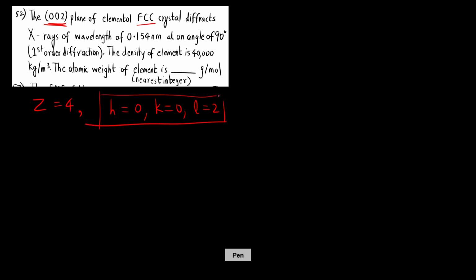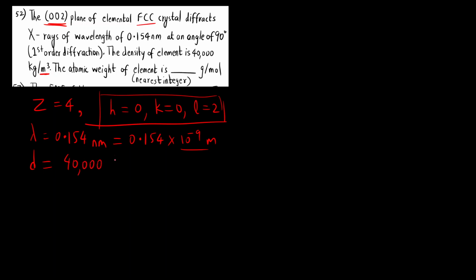Okay, the 002 plane is given. Next, what is given? Wavelength is given, 0.154 nanometer. You can see density is in kilogram per meter cube. So I can convert this into meter. 1 nanometer is 10 raised to minus 9 meter. Then we have density.